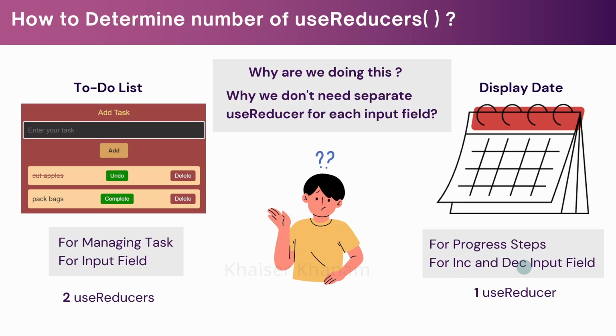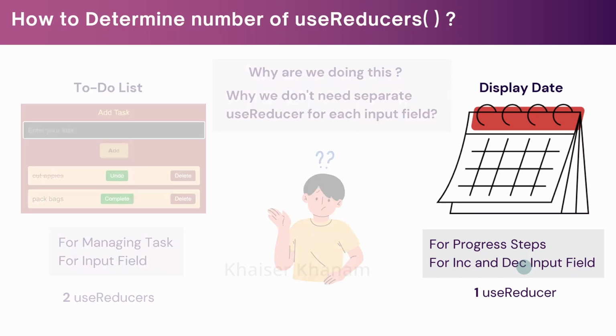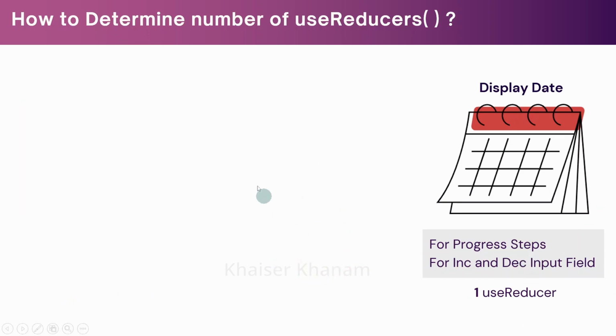This is a logical as well as valid question to ask: why don't we create a separate reducer for each input field? Because inside the to-do list, for managing the task we created a separate reducer, and for adding the item inside the input field we also created a separate reducer. Now, one by one, let us understand the advantages and disadvantages of using a single reducer and multiple reducers. So first, let us consider this project.